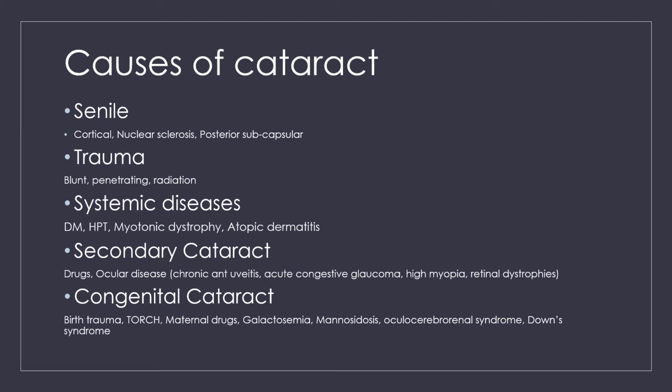Second most common cause is trauma. It is most common cause in young individuals, and the trauma may be blunt, penetrating, radiation, or electricity. Systemic diseases include diabetes mellitus, in which there are 2 types of cataract. Number 1 is early onset age-related cataract. Number 2, more specific to diabetes, is snowflake cataract. Cataract can also occur in hypoparathyroidism, myotonic dystrophy, atopic dermatitis.